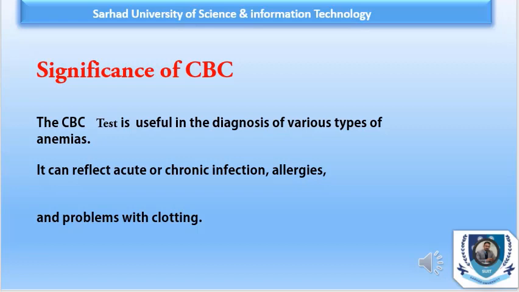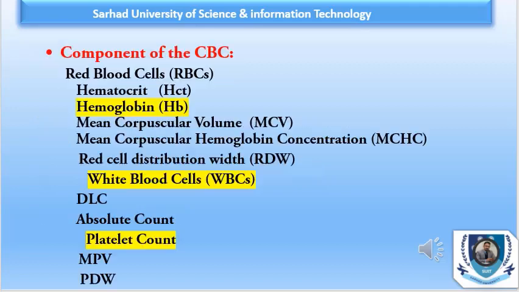Similarly, we have WBC. If WBC count is high, then we will think about whether there is any infection, bacterial infection, viral infection, or some allergic condition. And if the platelet count is high or low, then we think about a clotting problem. Maybe there is thrombocytopenia, or there may be thrombocytosis. So these are the components of CBC, and in hematology we call them parameters of CBC.